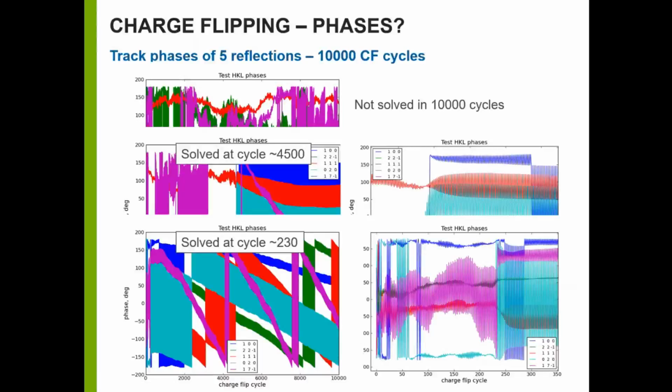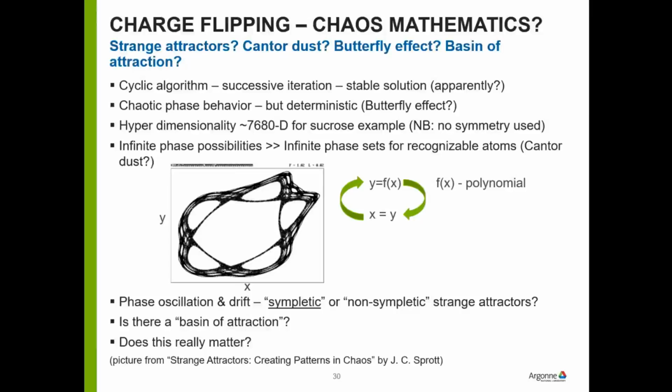So what's going on? Well, chaos mathematics. Anybody know about that? Who knows about chaos? I mean, apart from your life. Well, when you read about it, you'll see all these sort of buzzwords. Strange attractors, Cantor dust, the butterfly effect, that's a real famous one. The so-called basin of attraction. Is any of this stuff relevant to charge flipping? Well, it turns out it really is awfully suggestive.